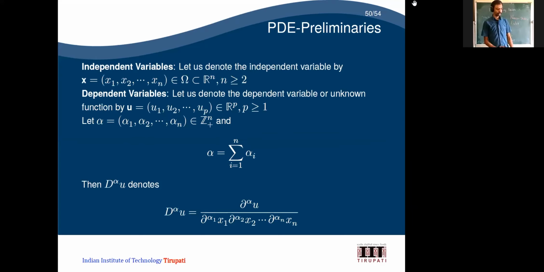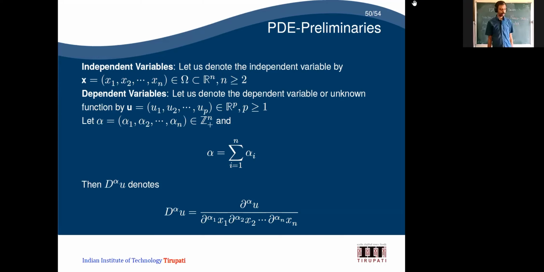So before that, we'll see some of the preliminaries. For example, let me take the independent variables. Let us take capital X. The whole letter X is nothing but the set of all independent variables, like a tuple. I am taking n-tuples, which is x1, x2, etc., xn, which belongs to omega. Omega is nothing but a subset of R power n, where n is at least 2. So this I am taking as the independent variables.